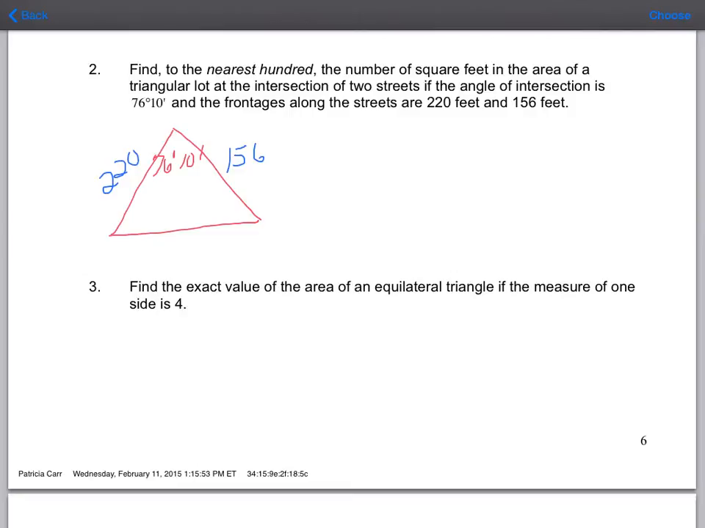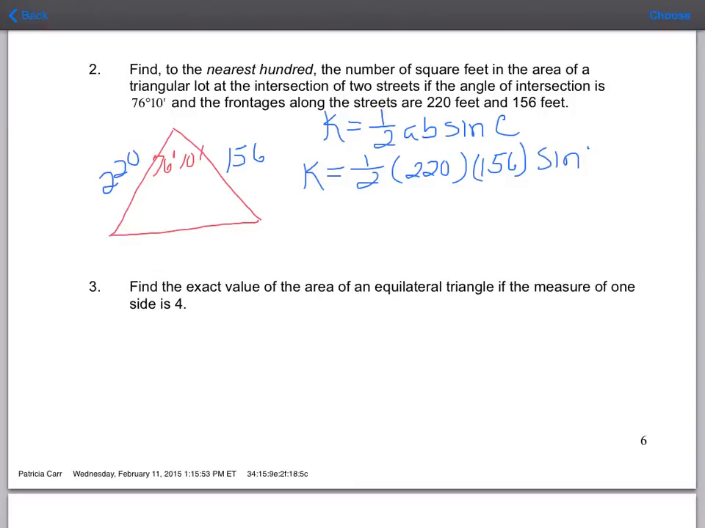Again, we have two sides and an included angle, so we can use the formula. It's not labeled, so we'll use the basic formula, K equals 1/2 AB sine of C. We're looking for the area, so we don't know K. Equals 1/2, we'll let A be 220, we'll let B be 156, sine of 76 degrees, 10 minutes. All right, so put that whole thing in your calculator, and I need it to the nearest 100. Pause the video and then come back.